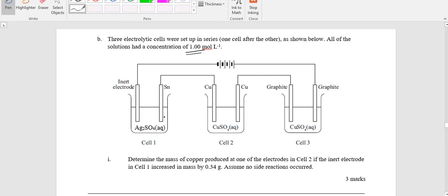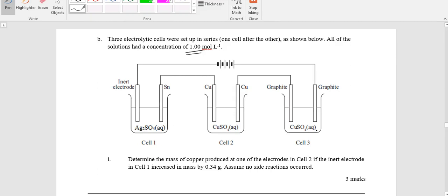Okay, determine the mass of copper produced at one of the electrodes in cell 2 if the inert electrode in cell 1 increased in mass by 0.34 grams. Assume no side reactions occur. Now, this is a Faraday's law question. You have a mass of something, you need to find the mass of something else.